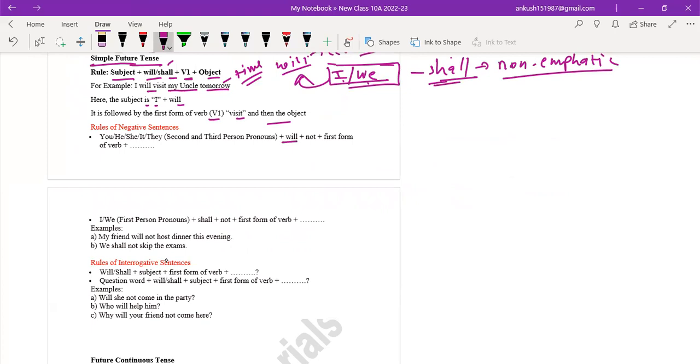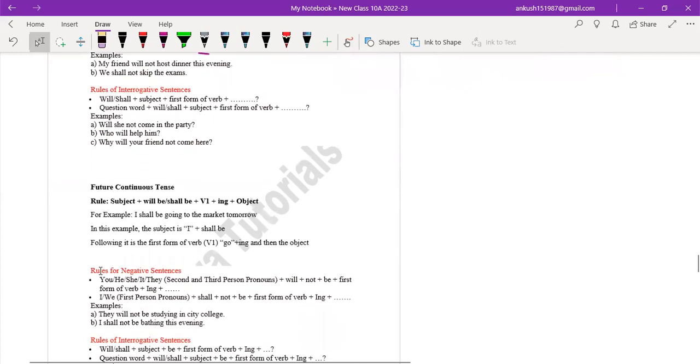Negative sentence of simple future tense. After the helping verb, you need to use not with the main verb first form. Here, if you are using shall, definitely again you have to use not after that. Interrogative sentence is very simple. Only the helping verb is to be put in front of the subject and the rest of the things would be as it is. If you want to make a WH type of question, definitely the WH word is to be put before the helping verb. Example: will she not come in the party? Who will help him? Why will your friend not come here? Okay, got it?